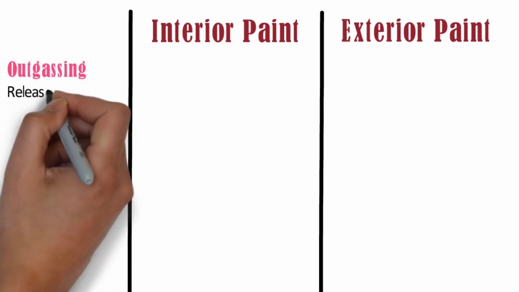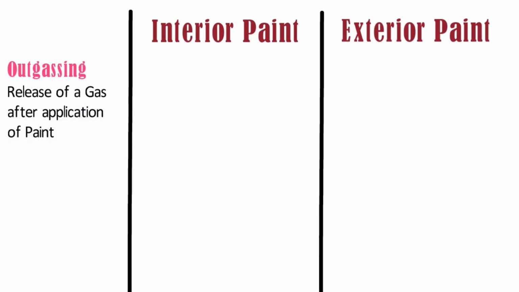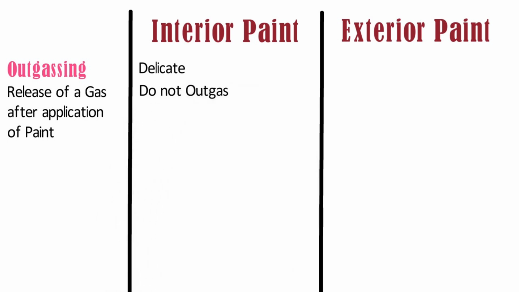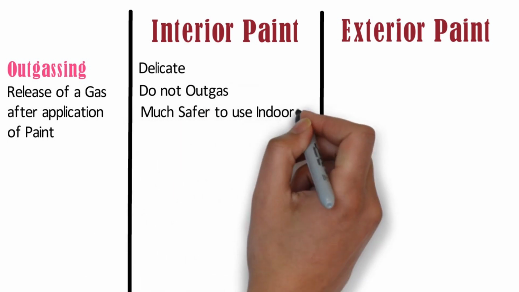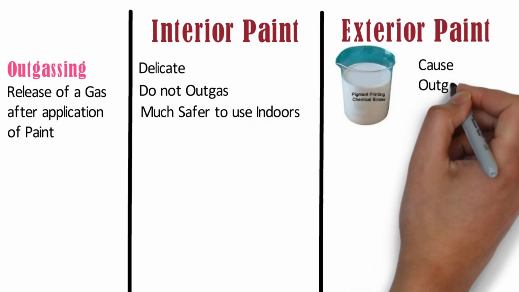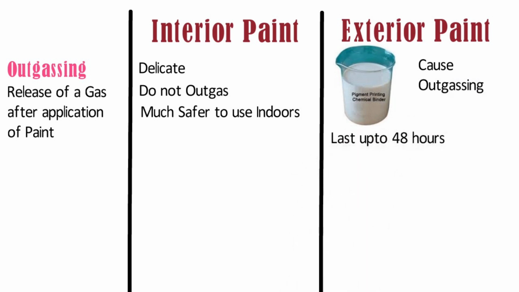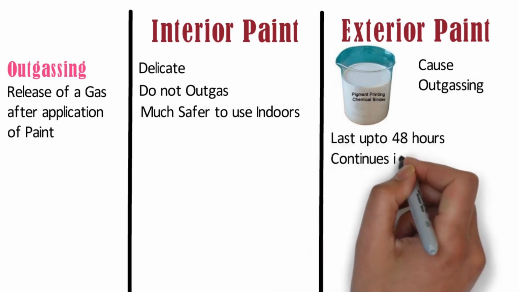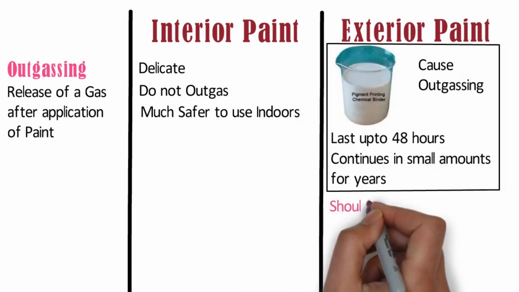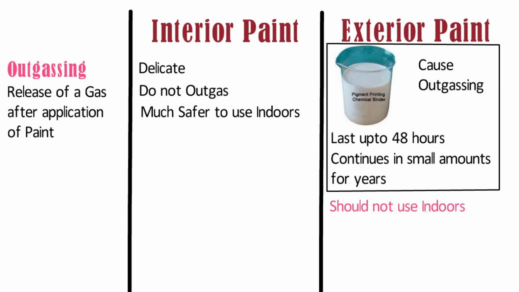Outgassing. It means release of a gas after the application of paint. As compared with exterior paints, interior paints are delicate. However, it is also interesting to note that interior paints do not outgas. This is why interior paints are much safer to use indoors. Whereas the added resins in exterior paint can cause outgassing that can last up to 48 hours but usually continues in small amounts for years. This is also one of the reasons you should not use exterior paint indoors.